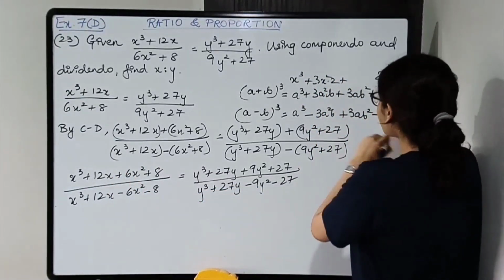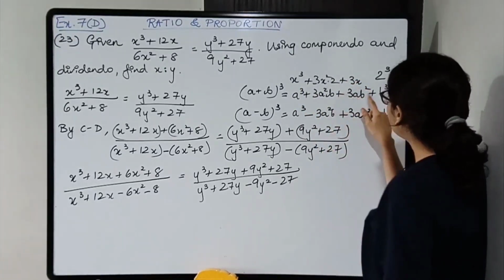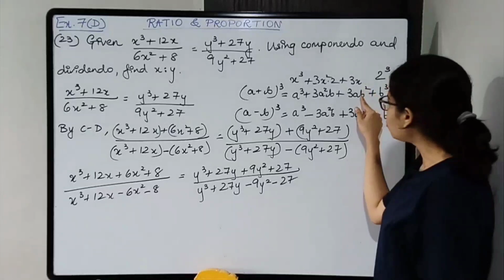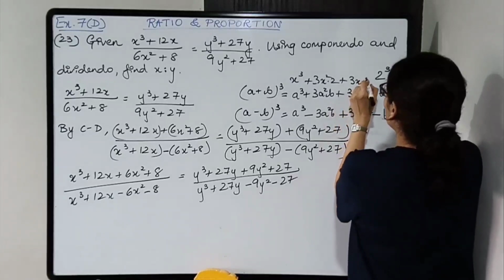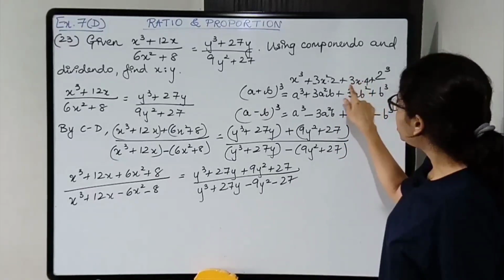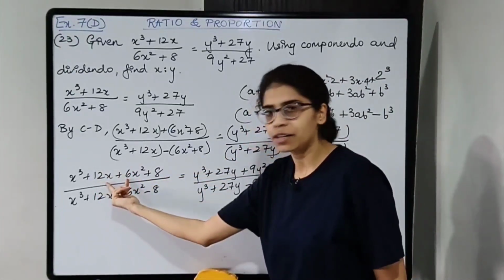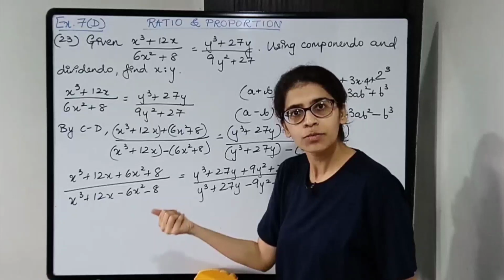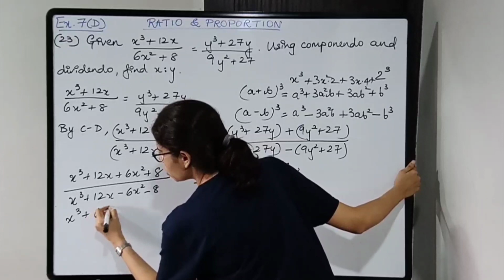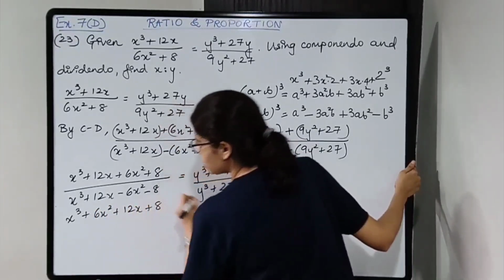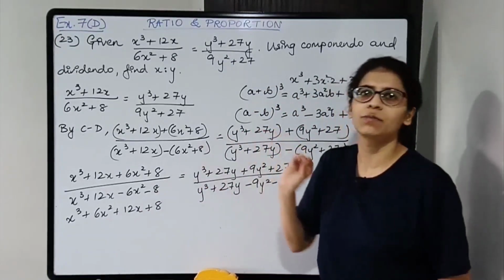Next term: 3 into a is x and b is 2. So 2 का स्क्वायर, b स्क्वायर है, so 2 का स्क्वायर that will give me 4. So 3 into 4, 3 4s are 12, 12x. I do have 12x. The only thing is these two are not in correct places. So rearrange the terms. So x cube plus 6x square plus 12x plus 8. Now this is of the form a cube plus 3a square b plus 3ab square plus b cube.